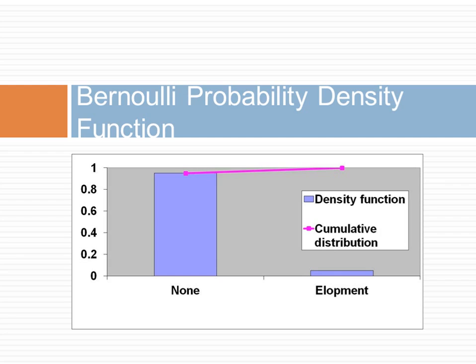For example, we can talk of probability of patient elopement in our facility to be 0.05 in a month. 95% of patients do not elope in any single month, but 5% do. This chart shows both the density and cumulative probability distribution for these data. The red line shows the cumulative function, and the bar graph shows the density function.